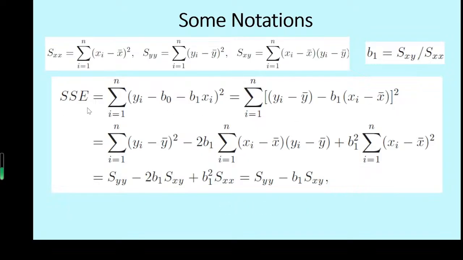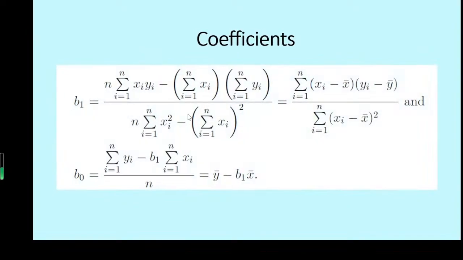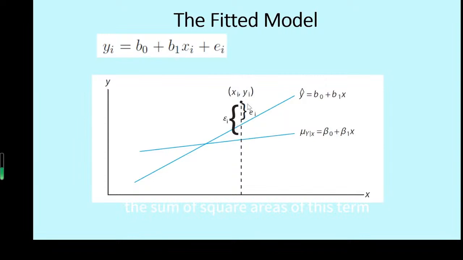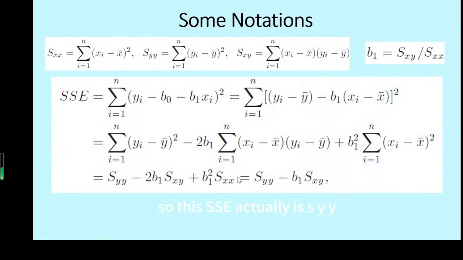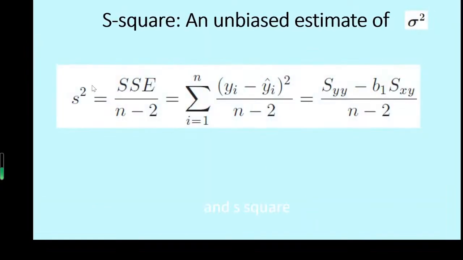Also, one important term in linear regression is called SSE, which is the sum of squared errors. So if you look back, the sum of squared errors of this term. This SSE is Syy minus b1, the estimated slope, times Sxy. And S squared is the SSE divided by n minus 2, which is the degrees of freedom.